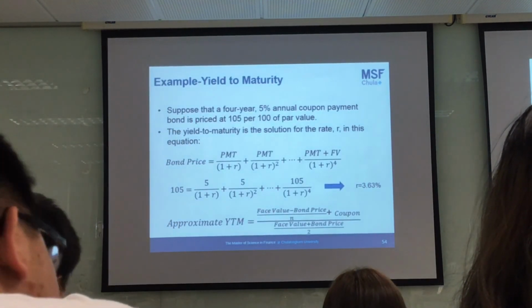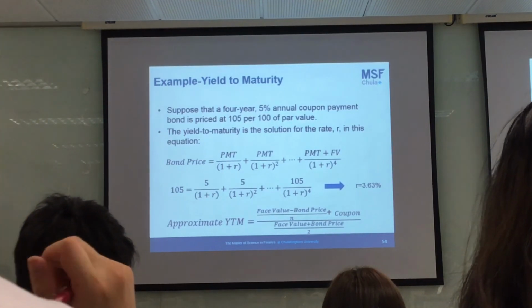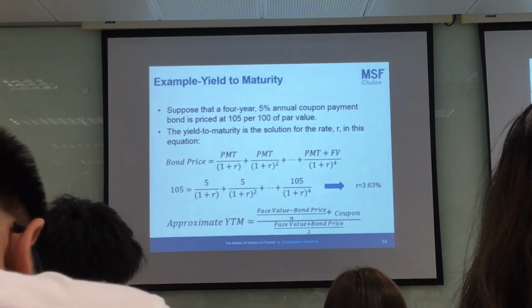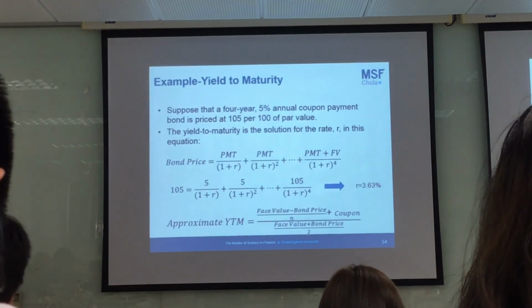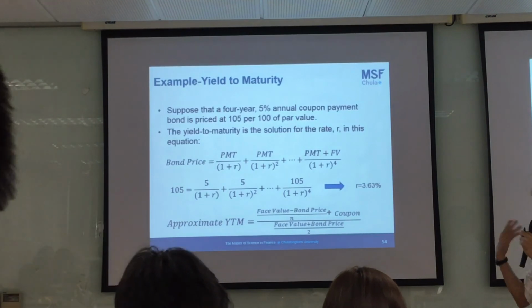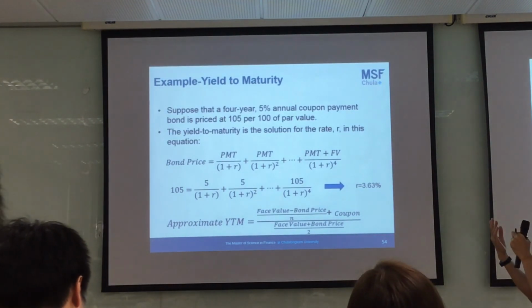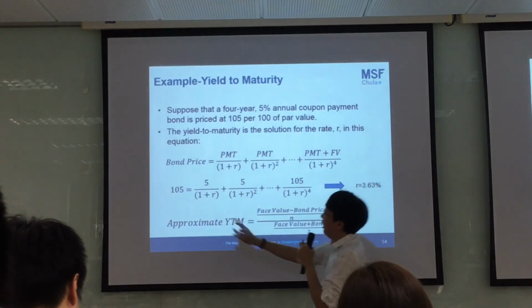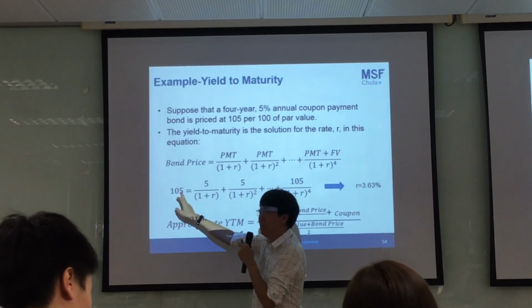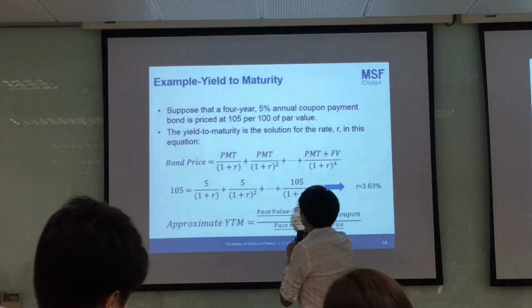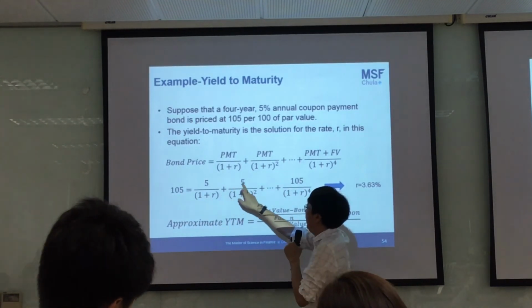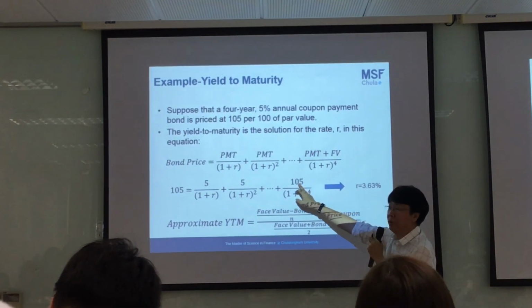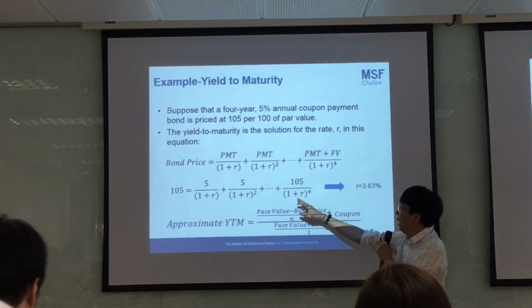Okay, here is an example of how to estimate the yield to maturity. A 5% coupon rate that pays every year. This bond has a 4-year maturity, and the current price is 105. This is the current bond price you can observe in the market, suppose. Because this bond pays a coupon of $5 every year, and the principal, the par, is 100, you have to solve for R.